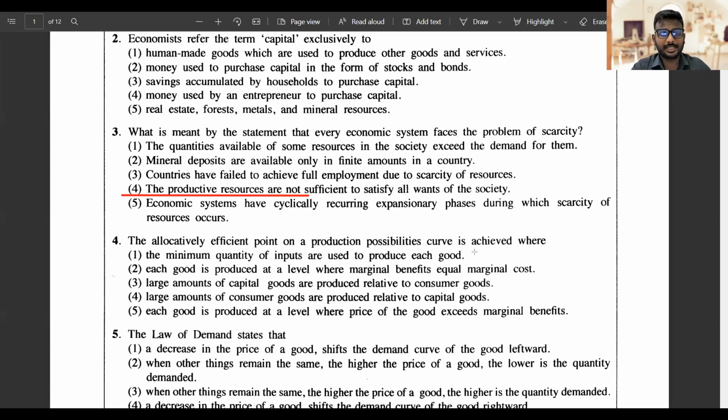Economic systems have cyclically recurring expansionary phases during which scarcity of resources occurs. Now, this expansionary phase and stuff you learn in chapter number 5 under which concept? Where do you think you learn about this recurring cycle of expansionary phase?